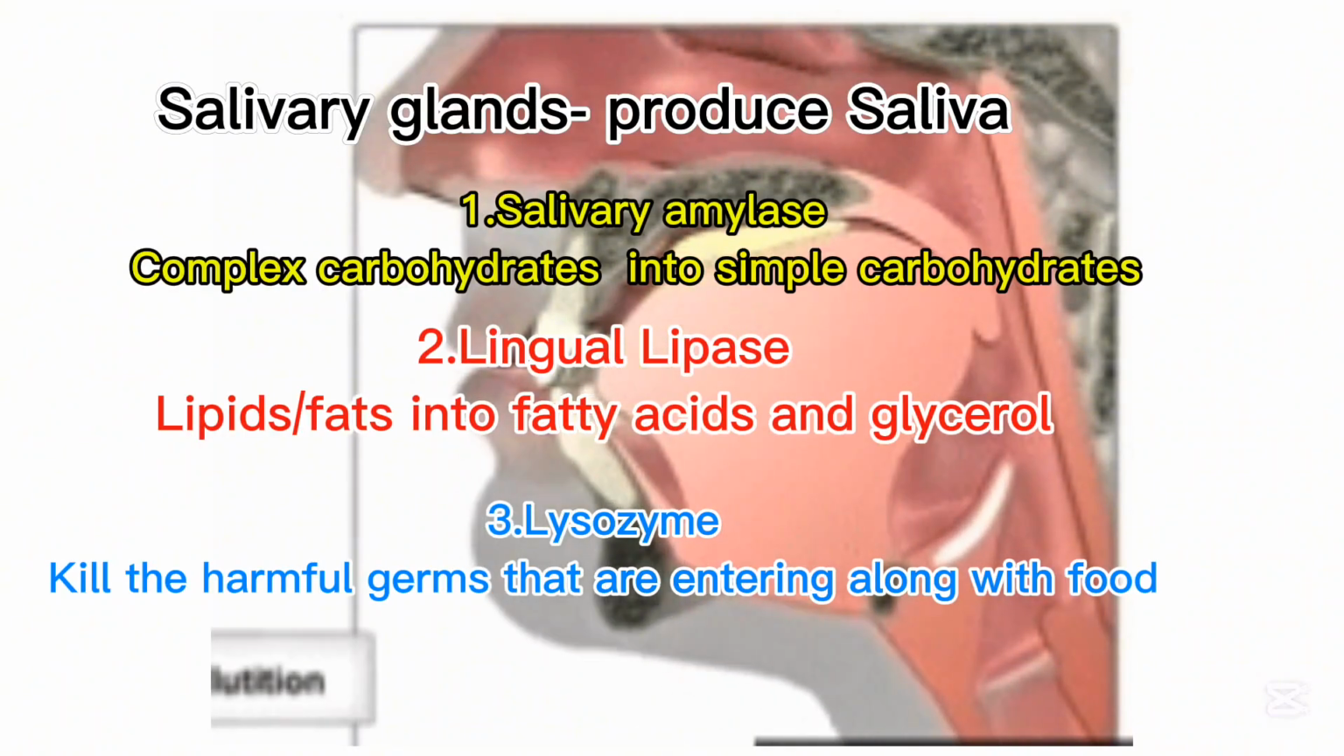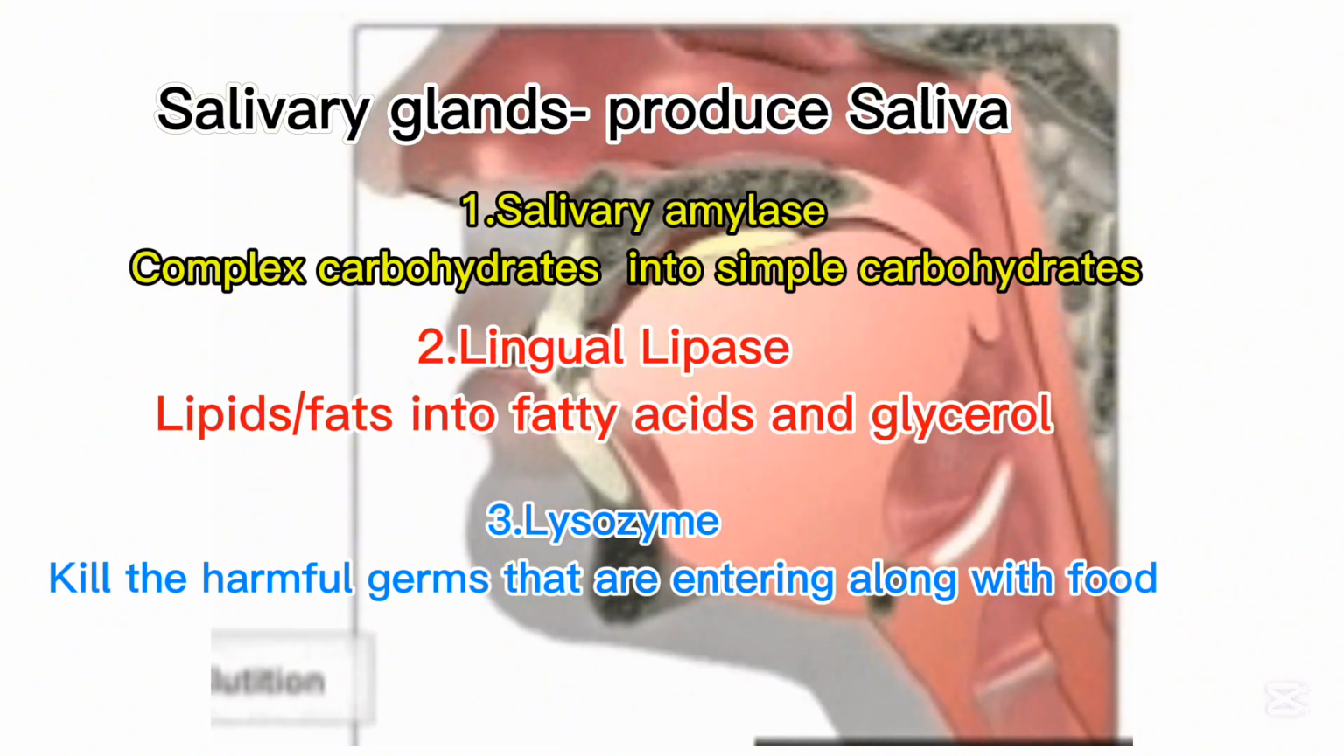The digestion starts from the mouth. In the mouth, we have salivary glands, and the salivary glands produce saliva, and the saliva contains the following enzymes. Number one is salivary amylase, and this amylase breaks down the complex carbohydrates into simple carbohydrates.